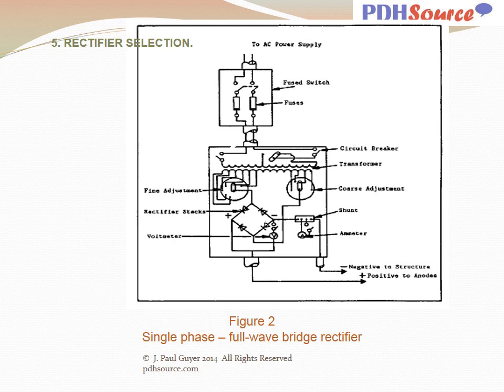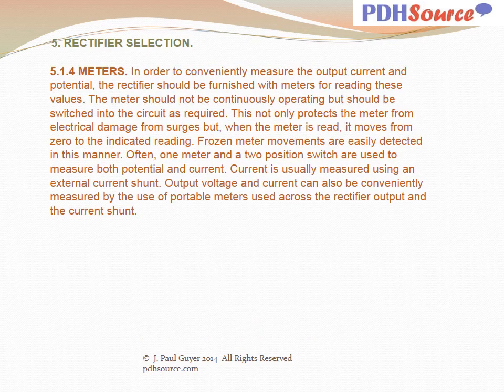Figure 2 indicates a single-phase, full-wave bridge rectifier. In order to conveniently measure the output current and potential, the rectifier should be furnished with meters for reading these values. The meter should not be continuously operating but should be switched into the circuit as required. This not only protects the meter from electrical damage from surges, but when the meter is read, it moves from 0 to the indicated reading. Frozen meter movements are easily detected in this manner.